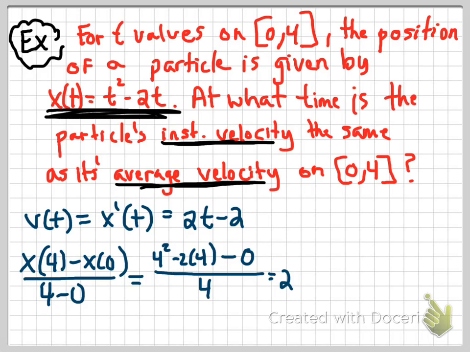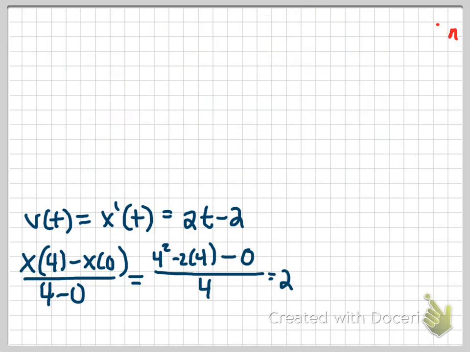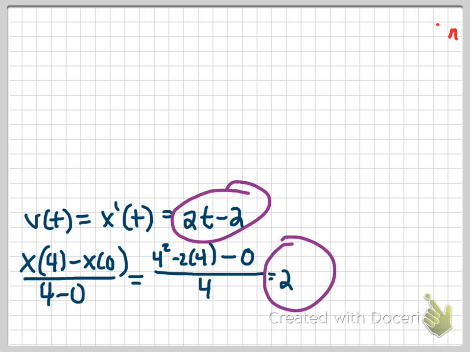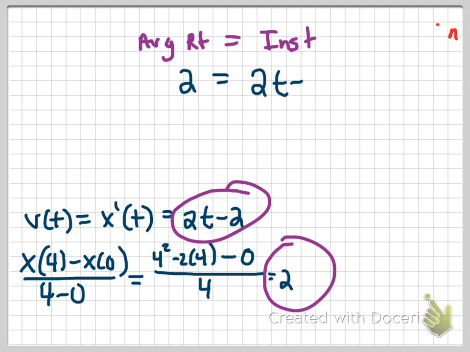Alright, so here's what we've discovered. We have our derivative, and we have our average rate of change is 2. So now I'm going to take this work, and basically set the derivative equal to the average. When does the average rate of change, which I'm going to write here, average velocity, equal the instantaneous? So when does the derivative equal the average? The average velocity was 2, and we want to know when is it equal to the instantaneous, 2t minus 2. Totally an application of mean value theorem.